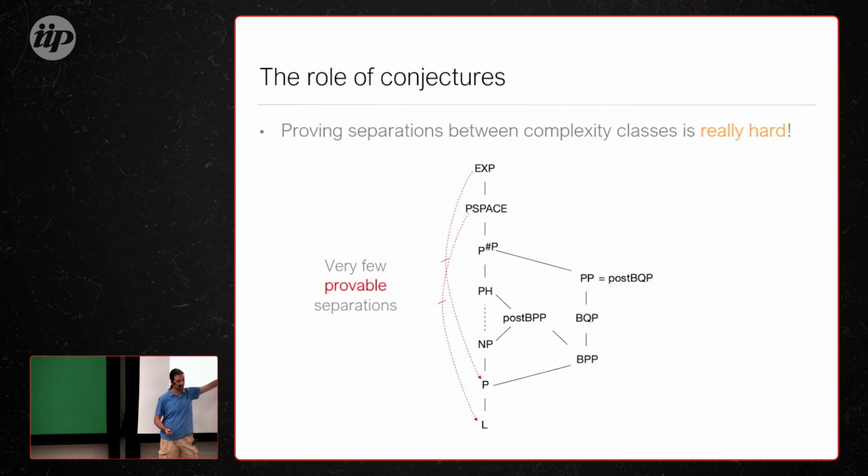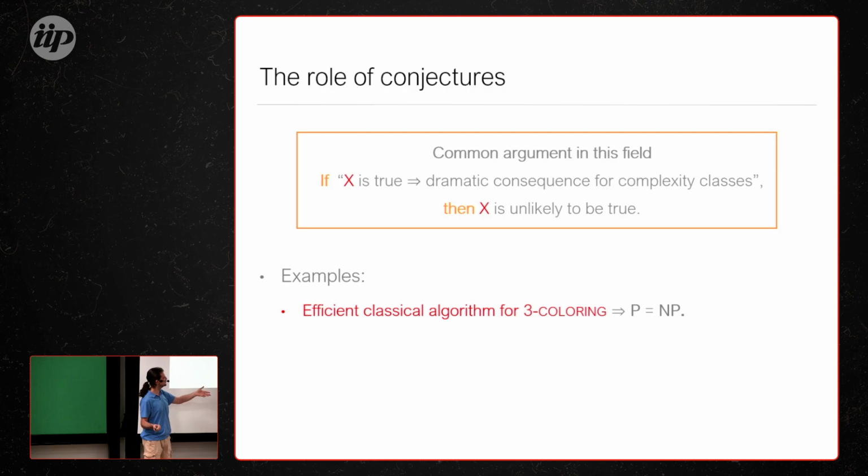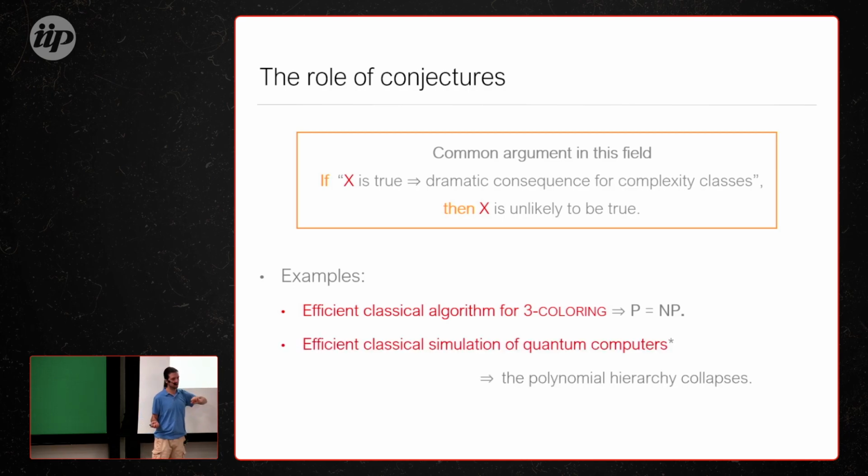Don't worry about it. But the fact that this does not collapse is not as strong as P equals NP. So if you prove that you have a classical simulation for a quantum computer, that doesn't imply that P equals NP, but it implies the next weirdest thing in the list, let's say. So you can show that efficient classical simulation of quantum computers implies very weird consequences for these complexity classes.